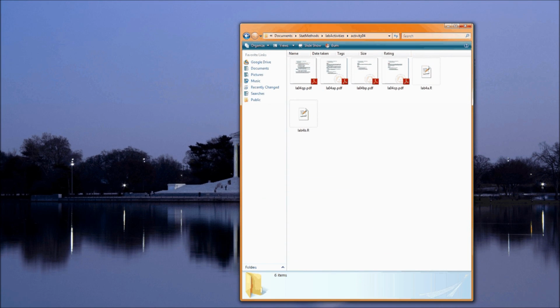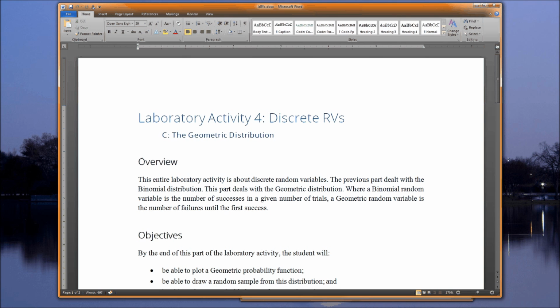All right, where are we? Oh yeah, Lab 4 Part C. Hopefully you saved the Lab 4 Part B script so you can go back over it as you see fit. Lab 4C is all about the geometric distribution.